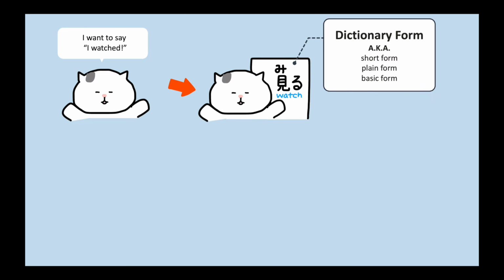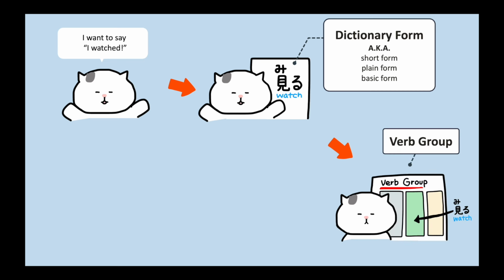But the verbs you find in a dictionary are in a form called the dictionary form, which is also referred to as short form, plain form, or basic form. So you need to conjugate the verb to the casual past tense, but before that, you need to know the verb group of the verb.